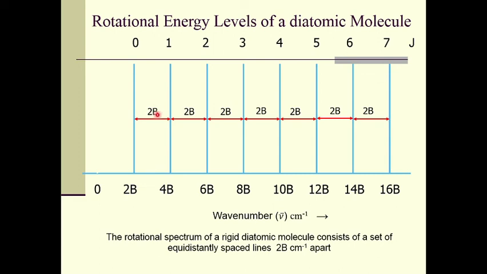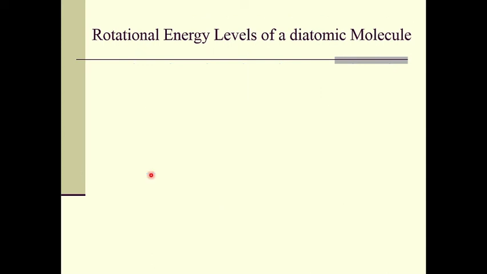So b is the rotational constant, and from b we can easily determine the moment of inertia I, and from the moment of inertia we can easily know the atomic masses and the interatomic distance or bond length r, and therefore we can easily know the chemical composition of the molecule. Therefore this rotational spectrum is very useful in the study of diatomic molecules.